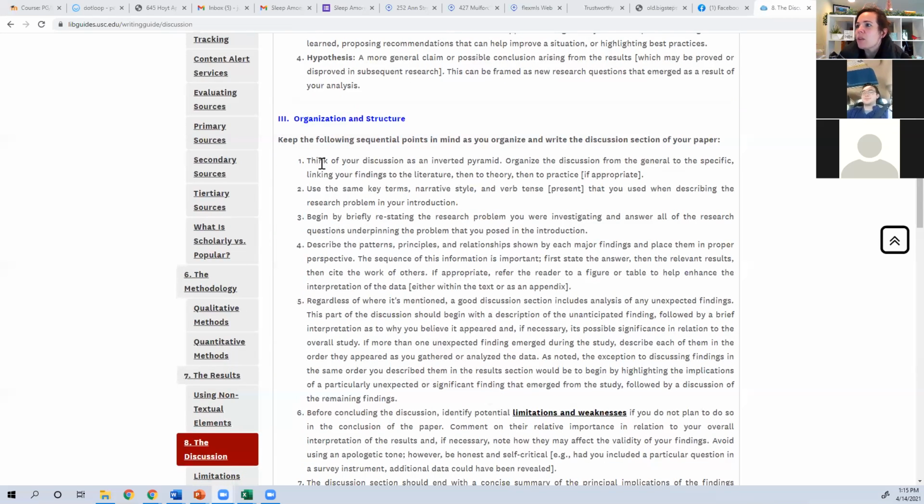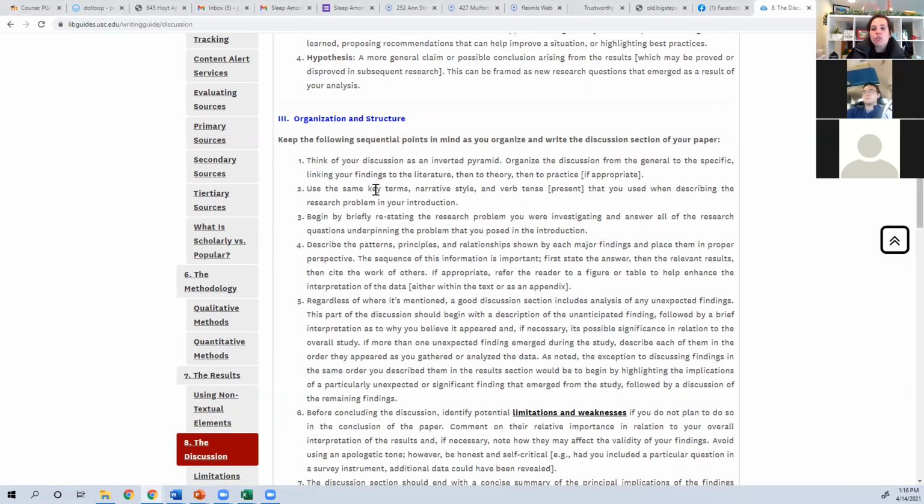Okay, so this is going to be key. Think of your discussion as an inverted pyramid. That's almost like any research paper you write. You start big and you narrow it down to smaller, more finite and precise aspects. You want to organize the discussion from the general to the specific, linking your findings to the literature, then the theory, then to practice. Again, we're going to take this a little loosely because this is a class project.